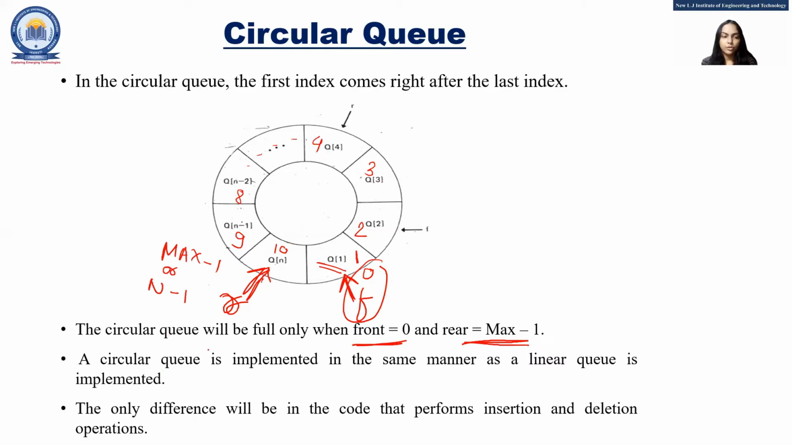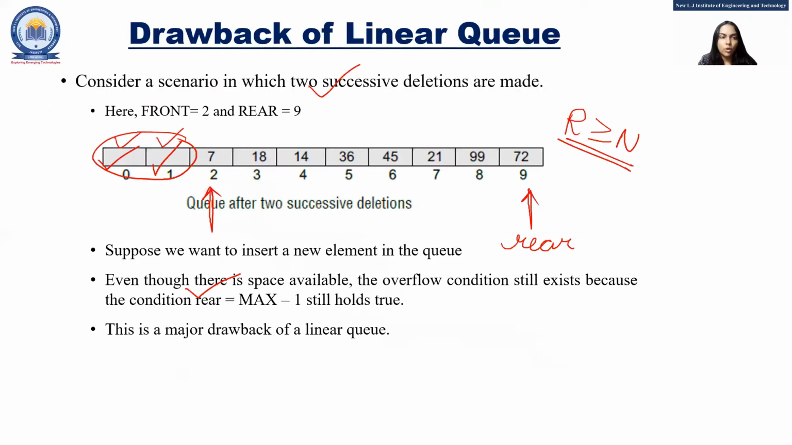Now a circular queue is implemented in the same way as a linear queue, but the only difference is in the code that performs insertion and deletion. In linear queue, we just saw the drawback, that it cannot come back to the first position. The linear queue was not able to do that, right? But the circular queue is implemented in such a way that if we increment rear from the last position, it will come to the first position.